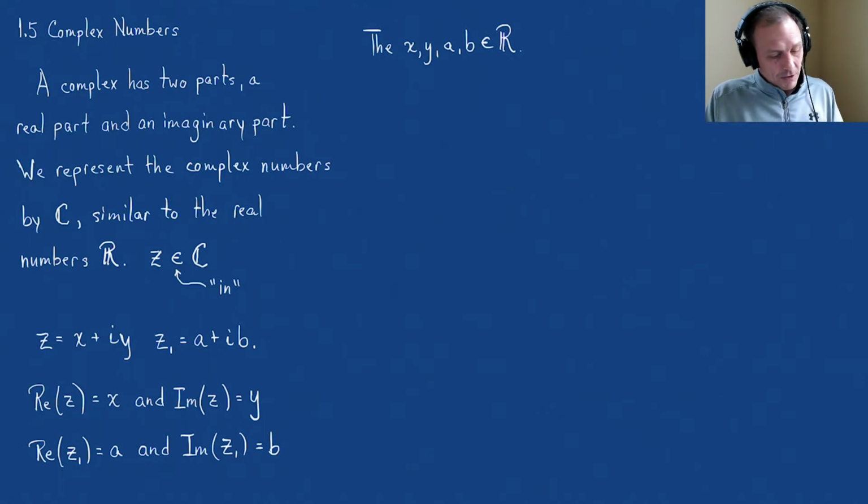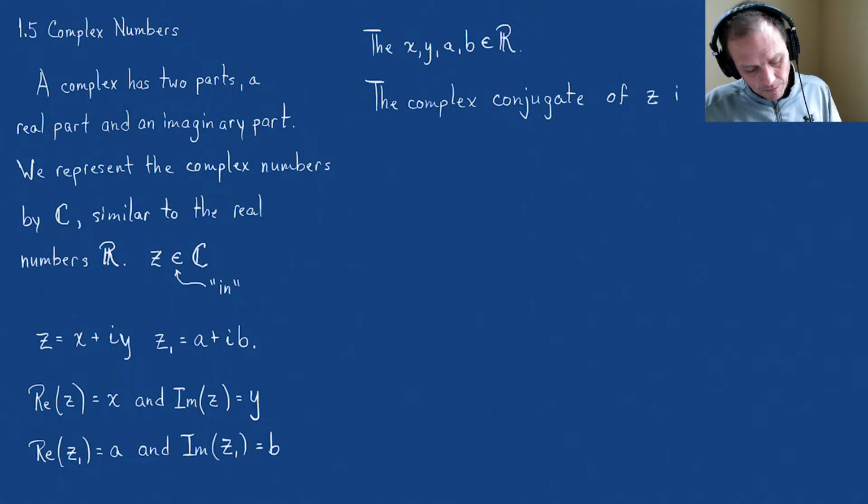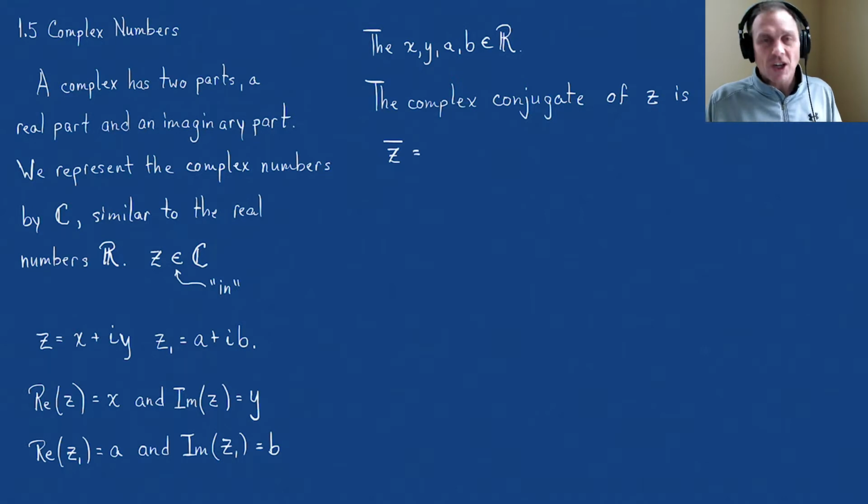Here's what I want to show you, the complex conjugate. The complex conjugate of Z, we represent the complex conjugate of a number with a bar over it. And what it means is you change the sign between the real and the imaginary components, or parts. So if Z is x plus iy, the complex conjugate is x minus iy. That's it. That's all you do.